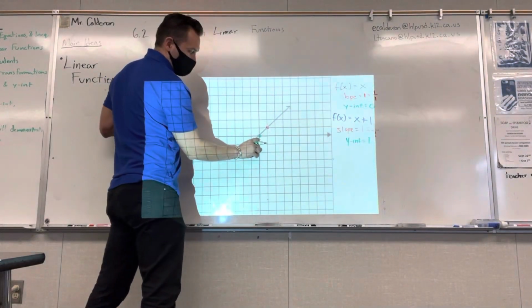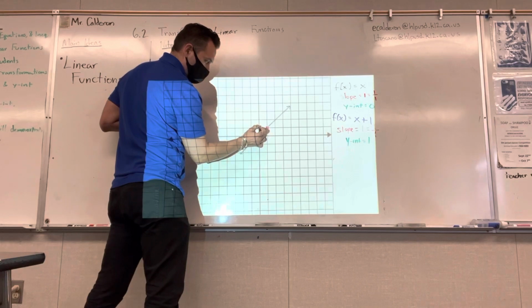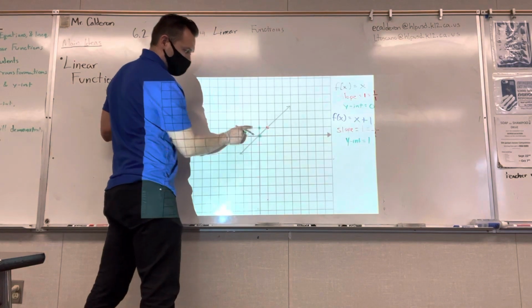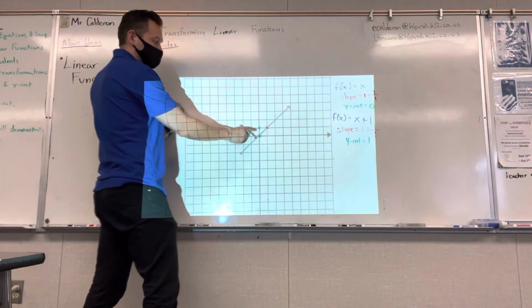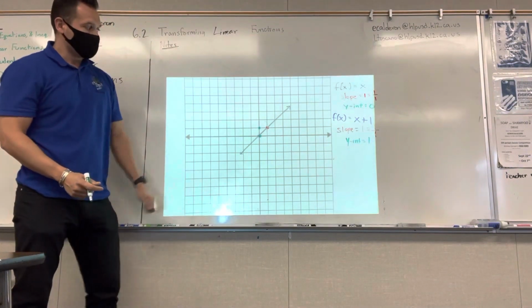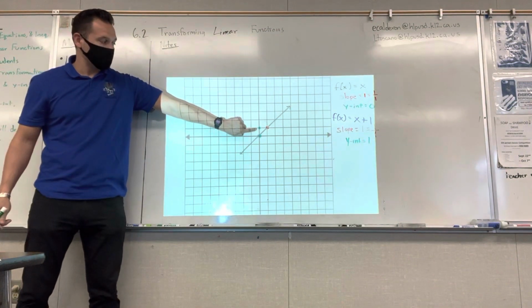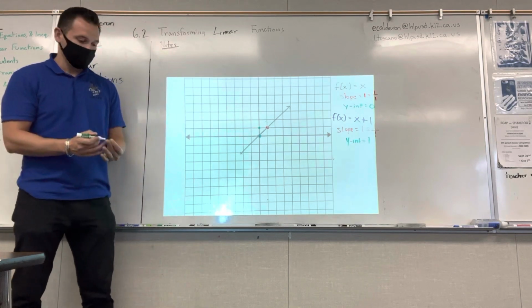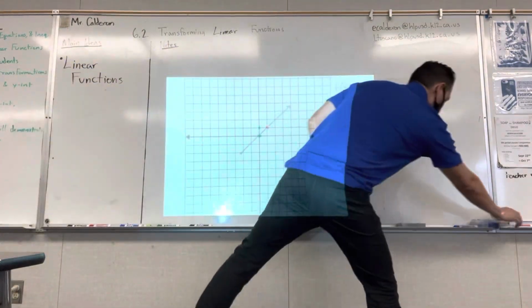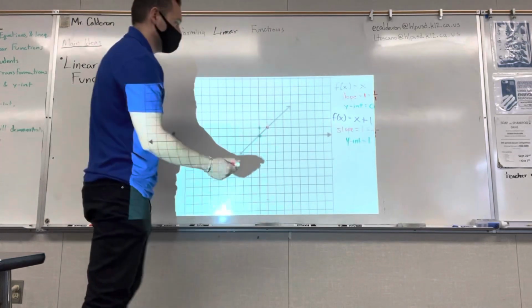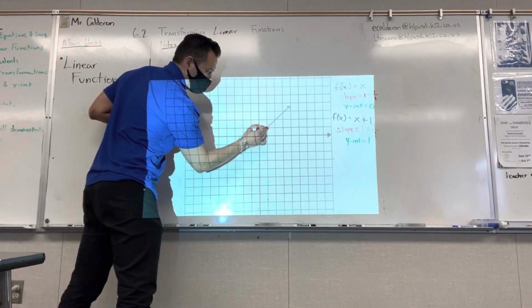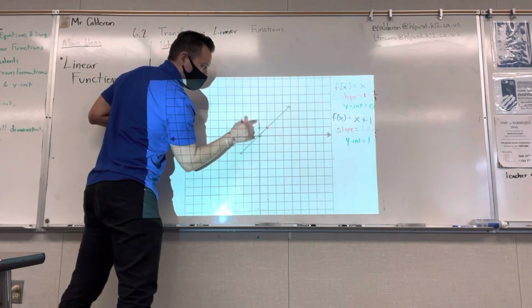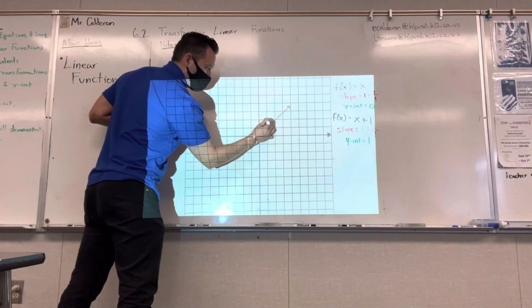So my y-intercept is 1. So I'm going to start off here and I'm going to go up 1. Like that. Right there. Now, if that's my y-intercept, up 1, right here, what I'm going to do then is go up 1, rise, and then over 1.